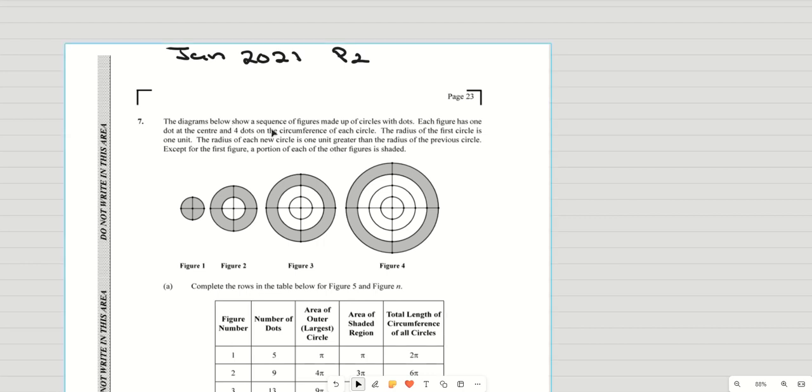The diagram below shows a sequence of figures made up of circles with dots. Each figure has one dot at the center and four dots on the circumference of each circle. The radius of the first circle is 1 unit. The radius of each new circle is 1 greater than the radius of the previous circle. Determine for the first figure a portion for each of the other figures that is shaded.